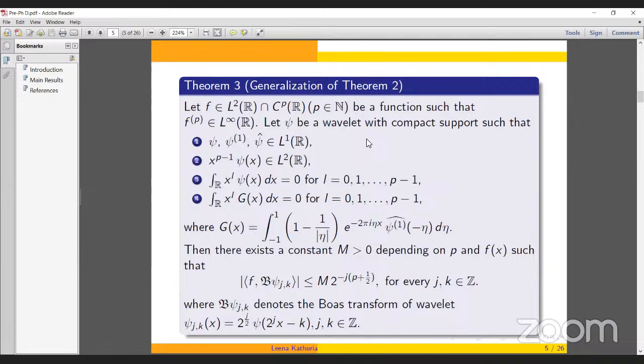So if we assume our xi to be a wavelet with compact support such that it satisfies the four conditions listed here, where G of x is the function integral from -1 to 1 of this function, then there exists a positive constant M depending on p and f, such that the modulus of the inner product of f with the Bose transform of psi j k is less than or equal to M times 2 to the power minus j times p plus half, for every integer j and k. And this capital B psi j k denotes the Bose transform of the wavelet psi j k, which is given here.